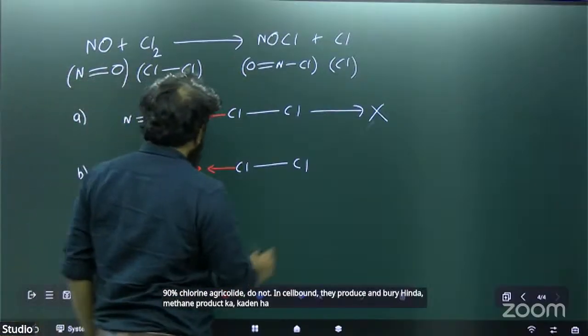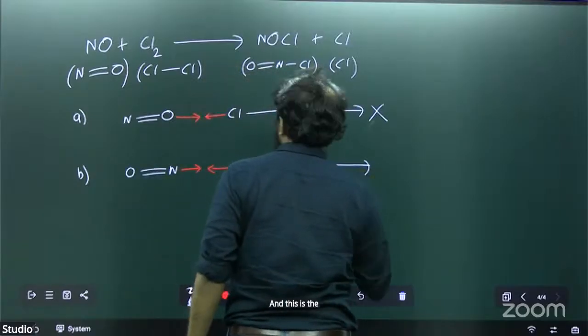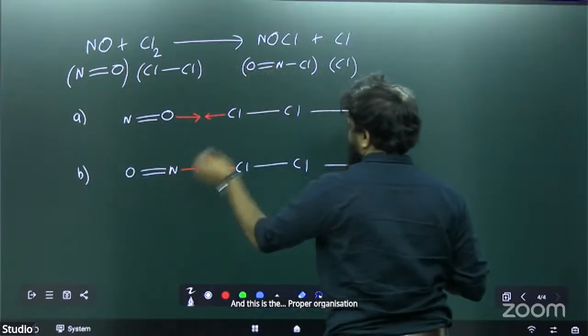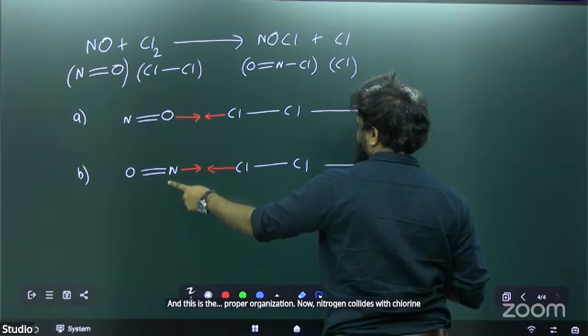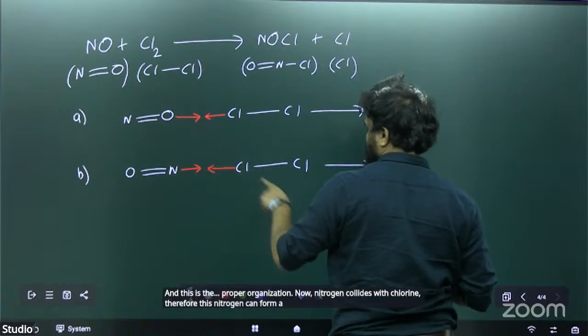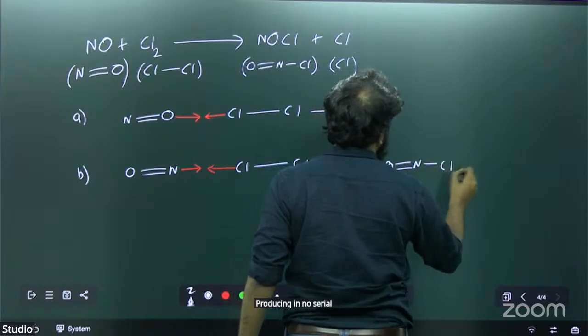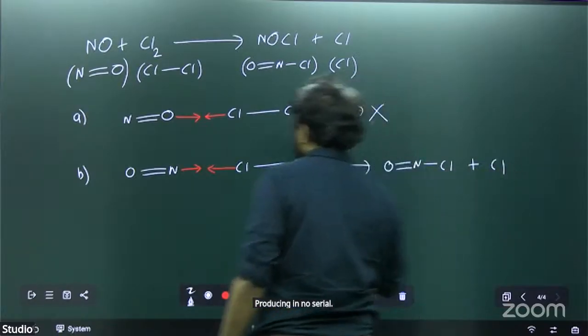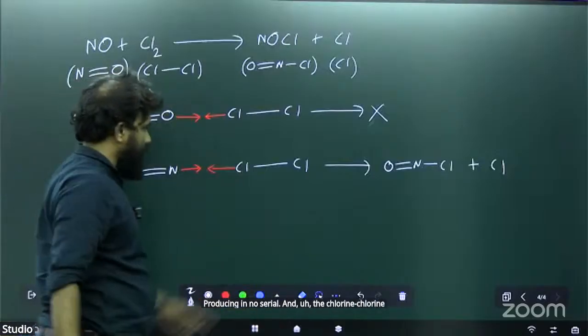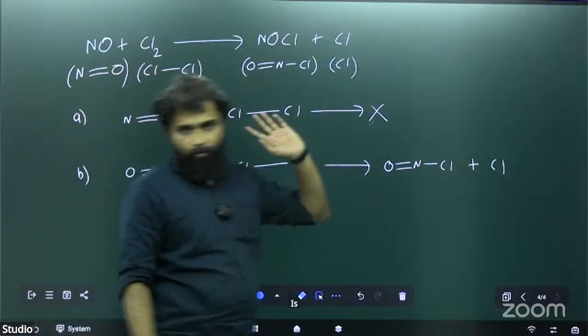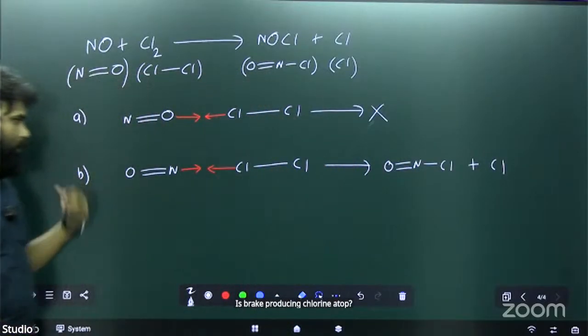And this is the proper collision. Now nitrogen collides with chlorine. Therefore this nitrogen can form a covalent bond with chlorine, producing NOCl, and the chlorine bond is broken, producing a chlorine atom. So this is known as a proper collision.